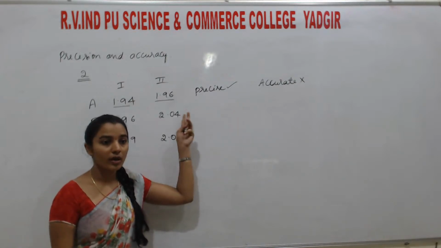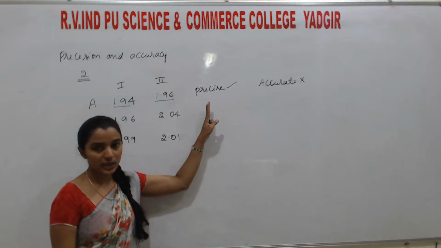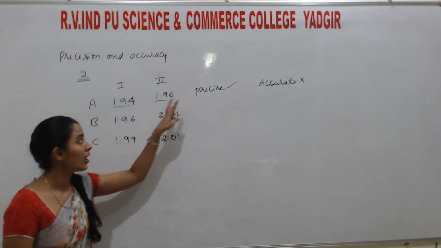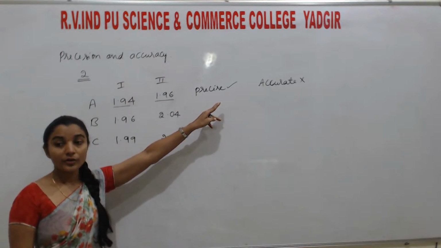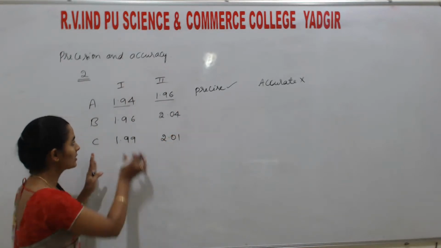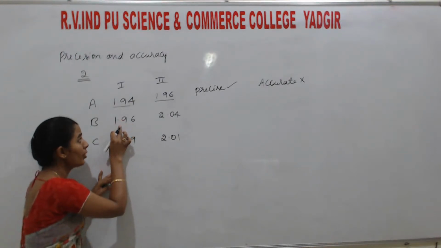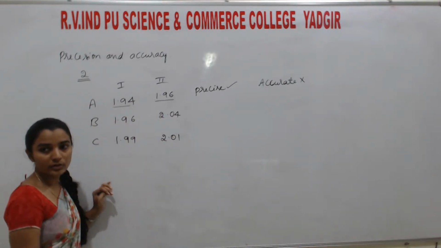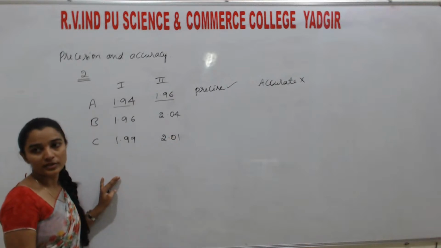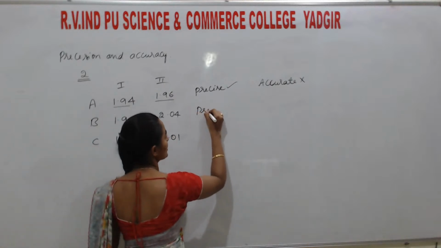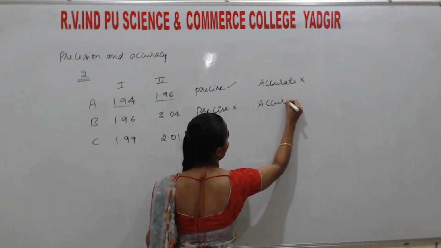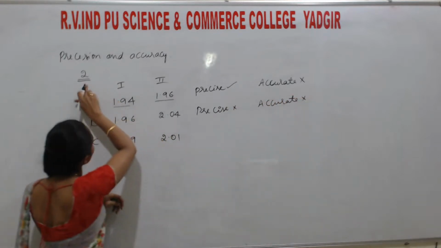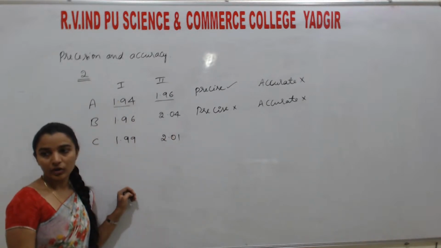Understand? Their values are close with each other. They are precise, but these values cannot be in agreement with the true value. So that's why it is not accurate. Next, student B: 1.96 is there, 2.04 is there. They are not at all precise. So they are not precise and not accurate, because from the true value also they are very far. They are completely different.